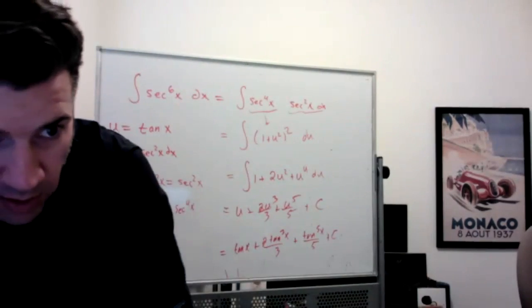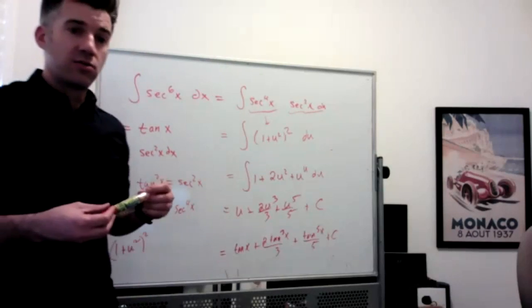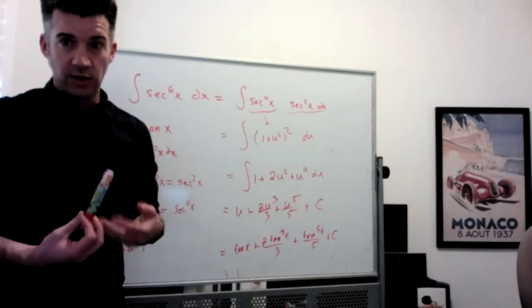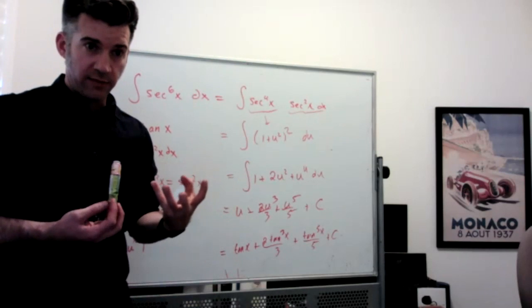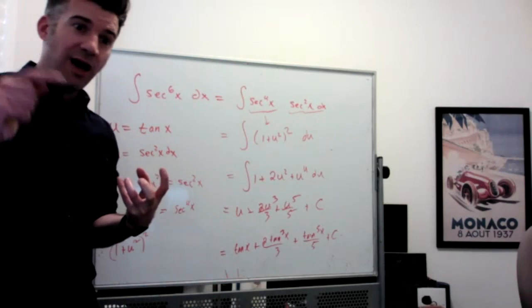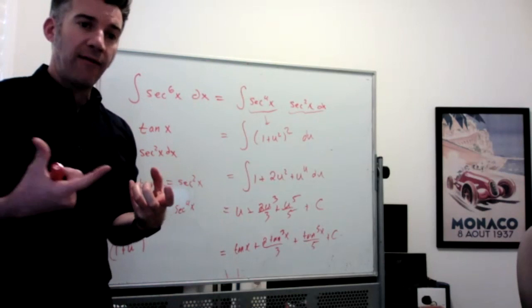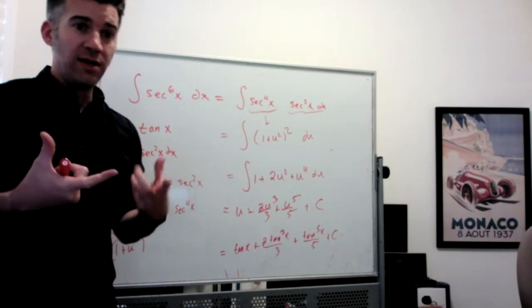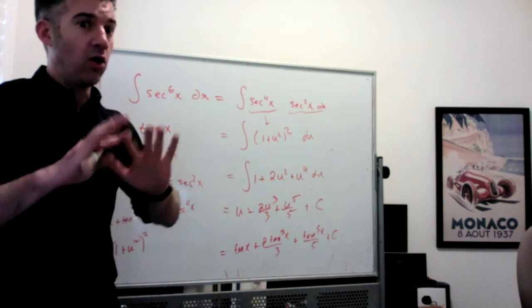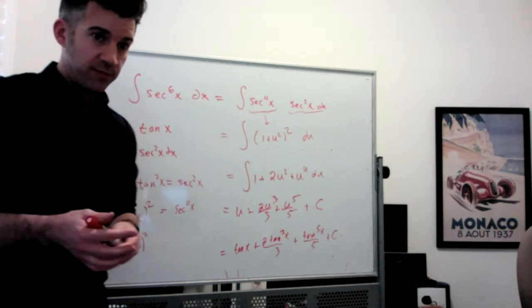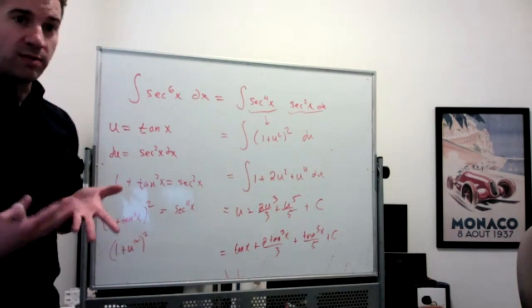So again, with these powers of trig functions problems, you're always trying to make the choice for u so that your not-u thing, after you've dealt with du, has an even number of your not-u's left over. That's always what we're looking for. And you can almost always make it work.